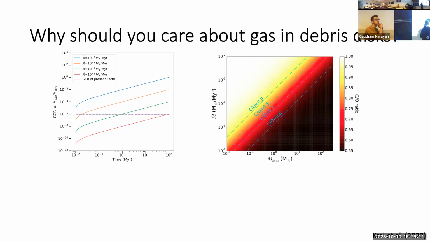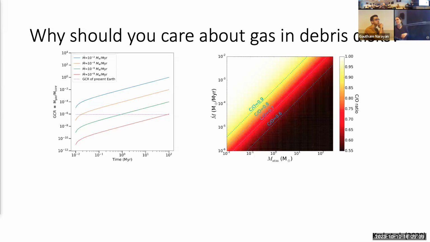And then for a giant planet here, this is looking at the mass accretion rate as a function of the atmospheric mass. You can strongly alter the C to O ratio depending on how much gas you accrete from the debris disk. So you can overwrite terrestrial planet atmospheres, and you can completely alter the C to O ratio of giant planet atmospheres, and that makes this gas really important. And the problem is that we don't know much about its composition or where it comes from.